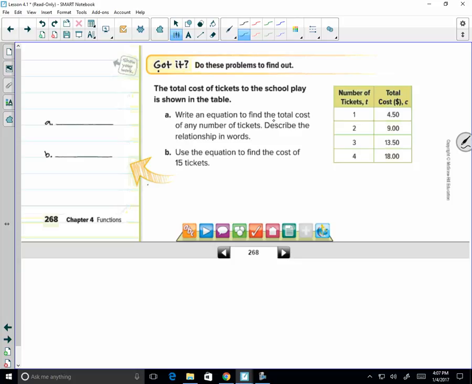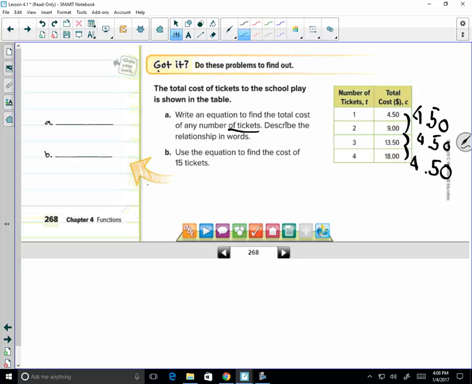Write an equation to find the total cost of any number of tickets. Describe the relationship in words. So right here we have number of tickets is 1. Each one of these is pretty obvious it's going up by 1. Now to get from 4.50 to 9, what is 9 minus 4.50? Well, it happens to be 4.50. And then if I go from 9 up to 13.50, we add another 4.50. And then from 13.50 to $18, we add another 4.50. So this is pretty consistent.